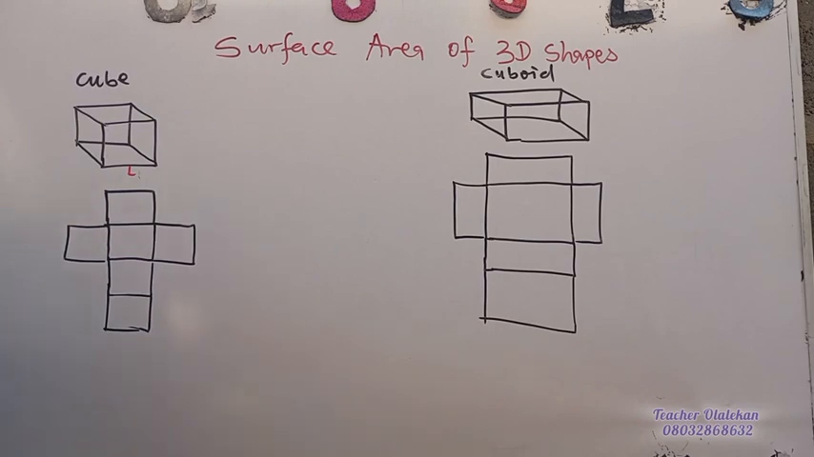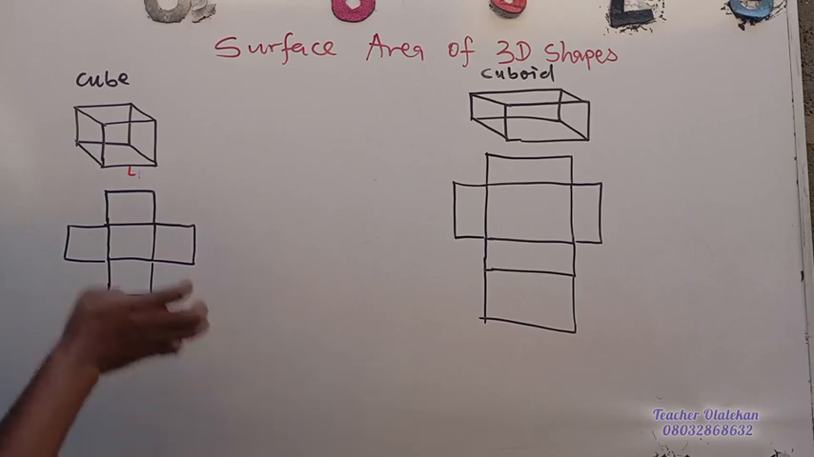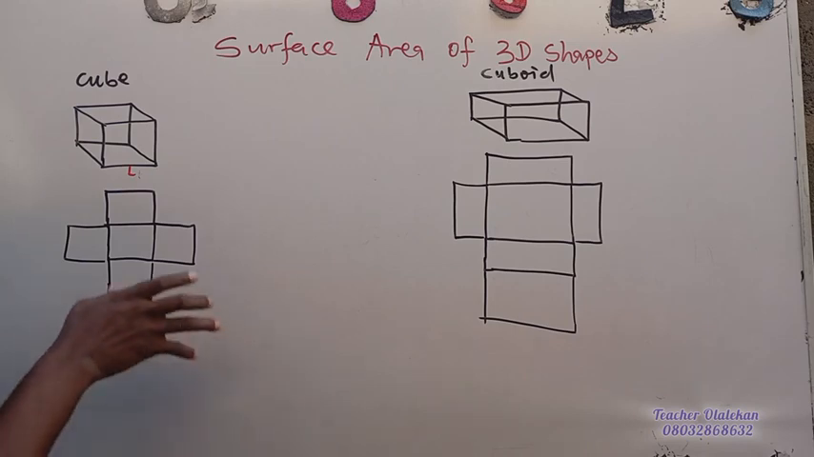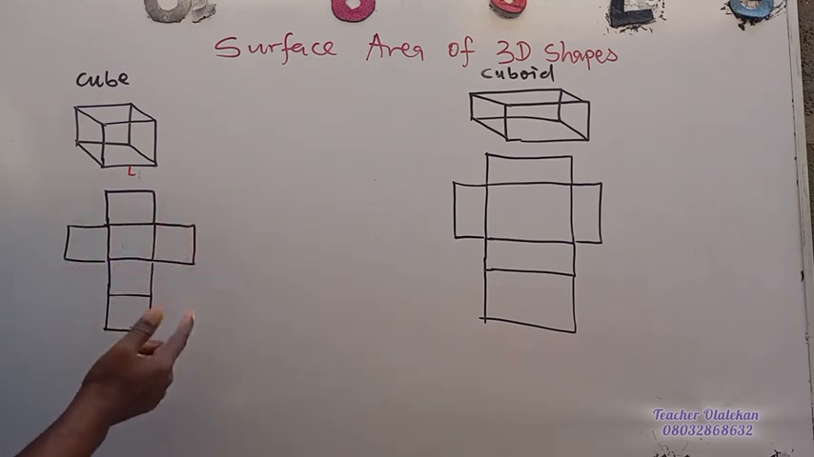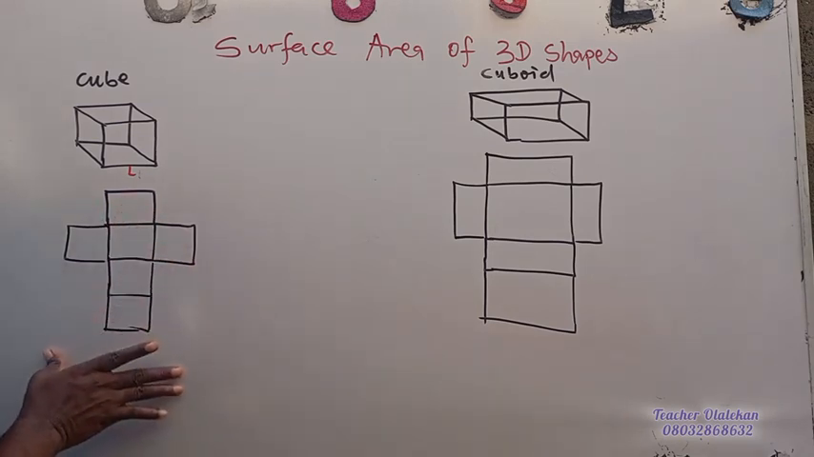So first we need to understand what surface area simply means. Surface area means that when you open the 3D shape and convert it to a net, what is the area it will cover when you spread it apart like this?